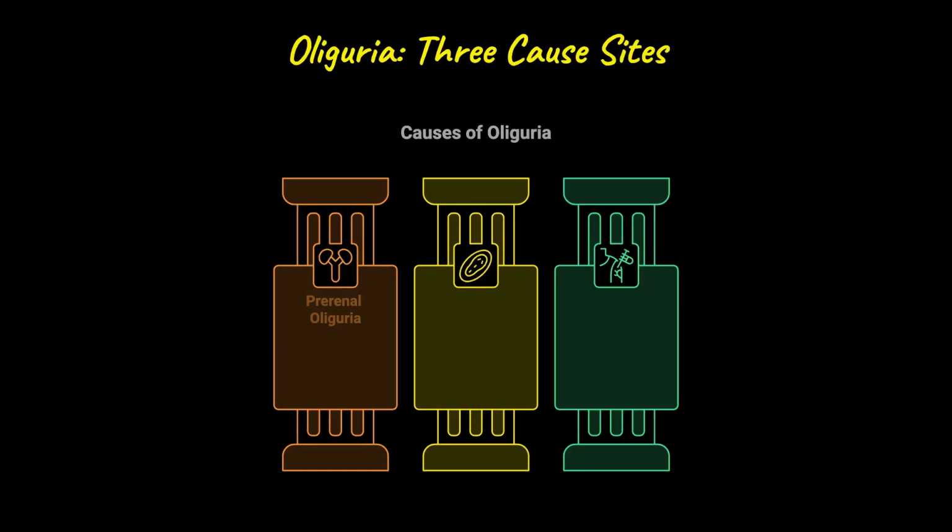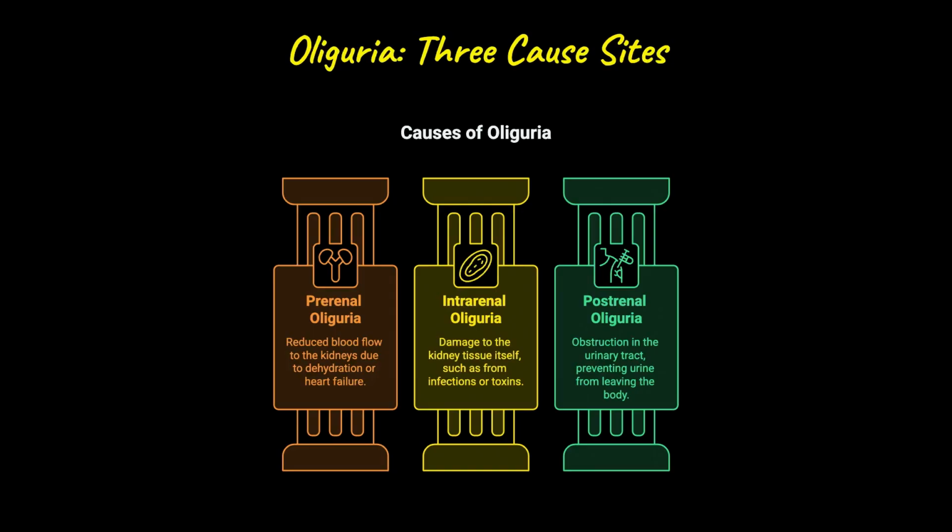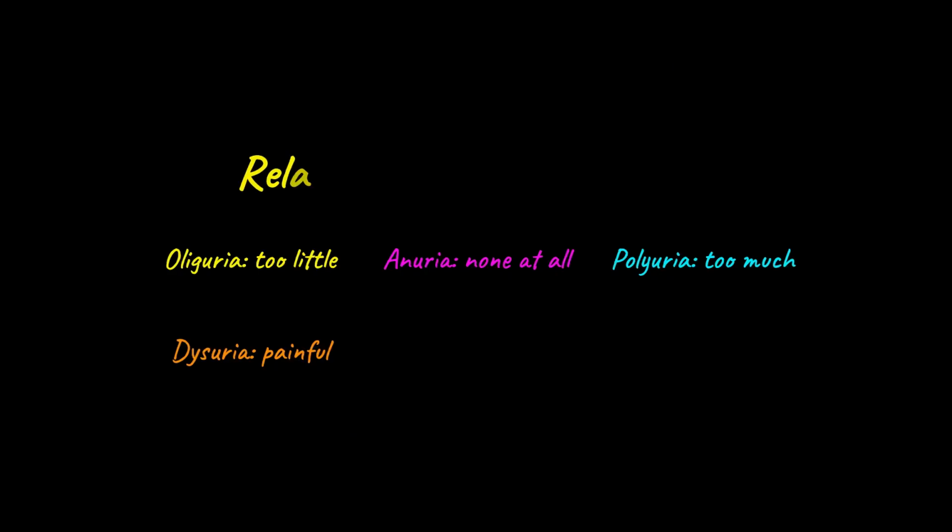Causes are divided into three categories. Pre-renal means reduced blood flow to the kidneys from dehydration or shock. Intrarenal means damage to kidney tissue itself. Post-renal means obstruction of urine flow downstream, such as a blocked ureter or enlarged prostate. Each cause category maps to a distinct anatomical location along the urinary pathway, from the blood supply arriving at the kidney, to the kidney tissue itself, to the outflow tract below it.